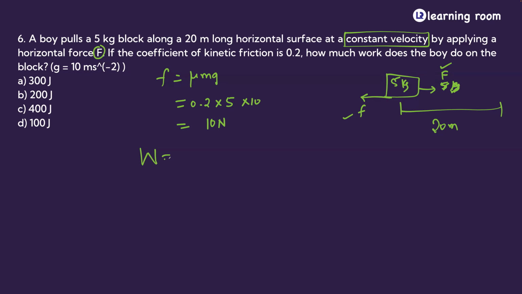So work done is equal to how much? They're asking work done by the boy. So boy is applying how much force? He is applying 10 Newton in the direction of displacement. That is why the answer is positive, not negative. You're able to understand? So work done by the boy is equal to force into displacement into cos of 0 degree. Answer will be 200 joule. This is the answer. You understood? The tricky part here is understanding what the constant velocity means. Okay, so make a note of it.